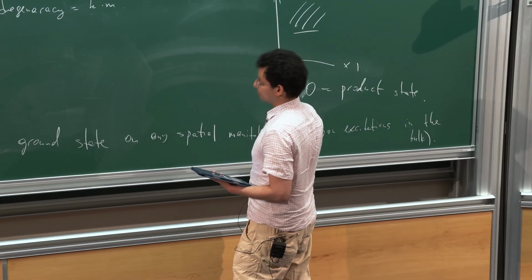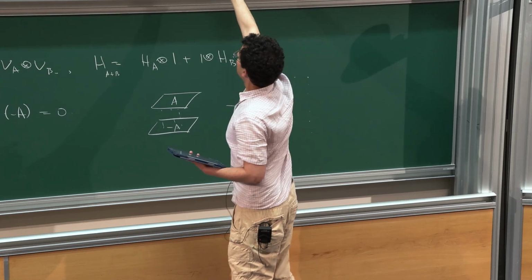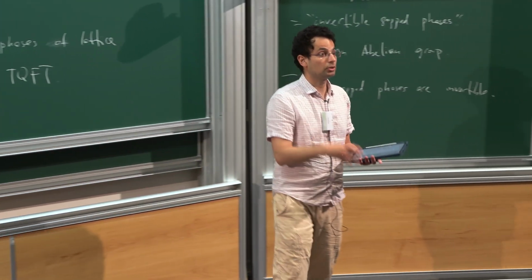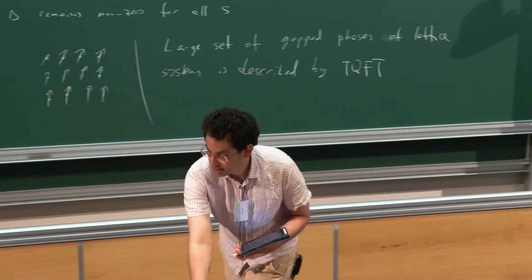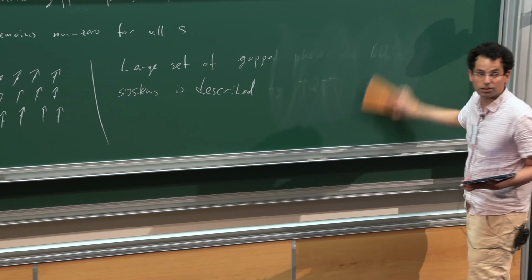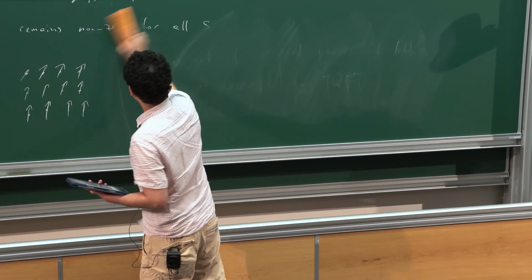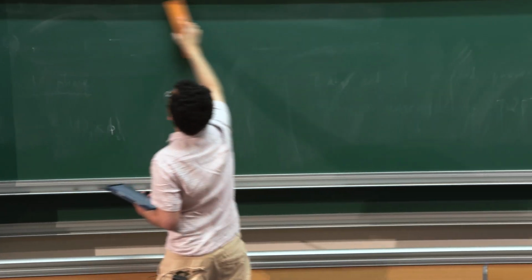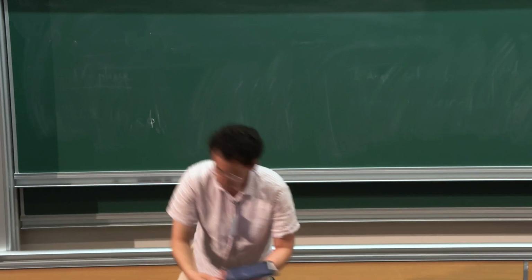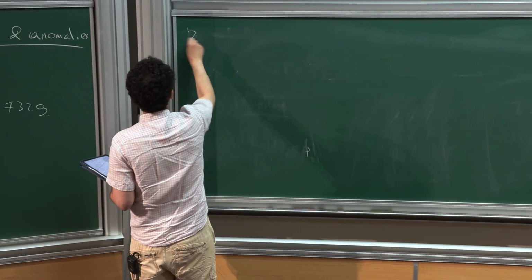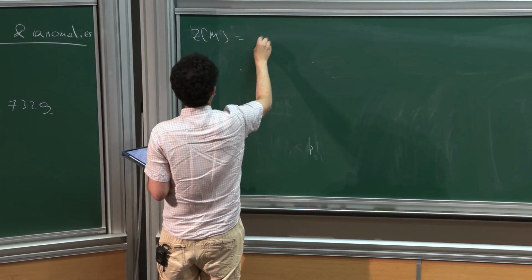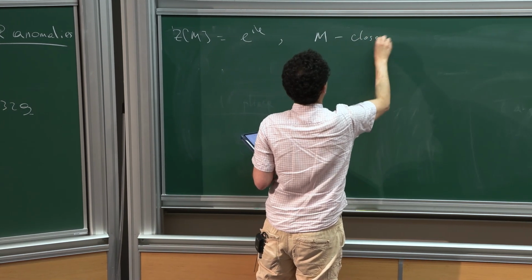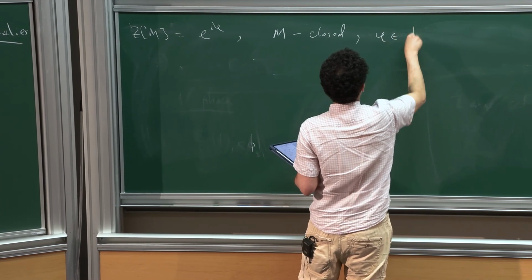Okay, so we'll later see that when we go to the continuum and compute not only the ground state degeneracy on some spatial manifold, but compute the partition function on some space-time manifold, these invertible phases actually have partition functions which are pure phase. Z of M equals e^{i phi}, M closed, where phi is just some phase.